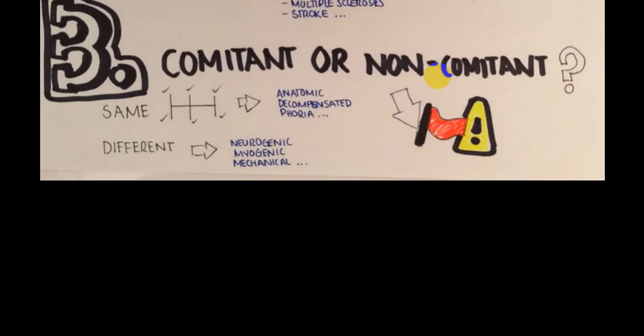There is also one word utilized, comitant and non-comitant. If it is in the same direction, there will be decompensated phoria or anatomic, while in all different direction, very commonly in neurogenic, myogenic, or mechanical. Myogenic will be very frequently in a person, say, with myasthenia gravis.